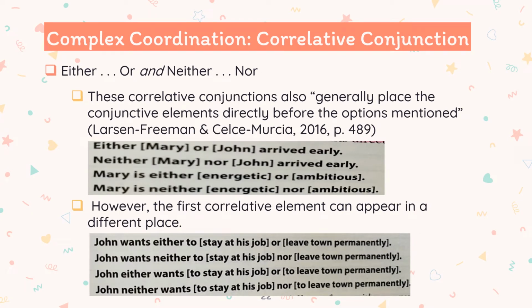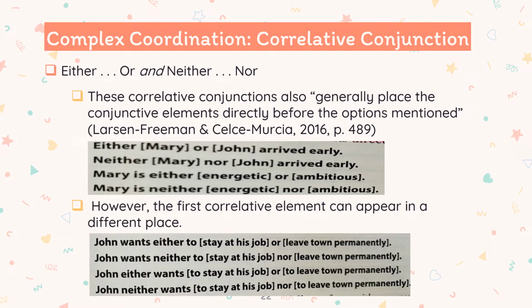For complex coordination, there are also the correlative conjunctions either...or and neither...nor. These correlative conjunctions also generally place the conjunctive elements directly before the options mentioned. Here are some examples from page 489. Either Mary or John arrived early. Neither Mary nor John arrived early. Mary is either energetic or ambitious. Mary is neither energetic nor ambitious. So here we have the conjunctive elements directly before.